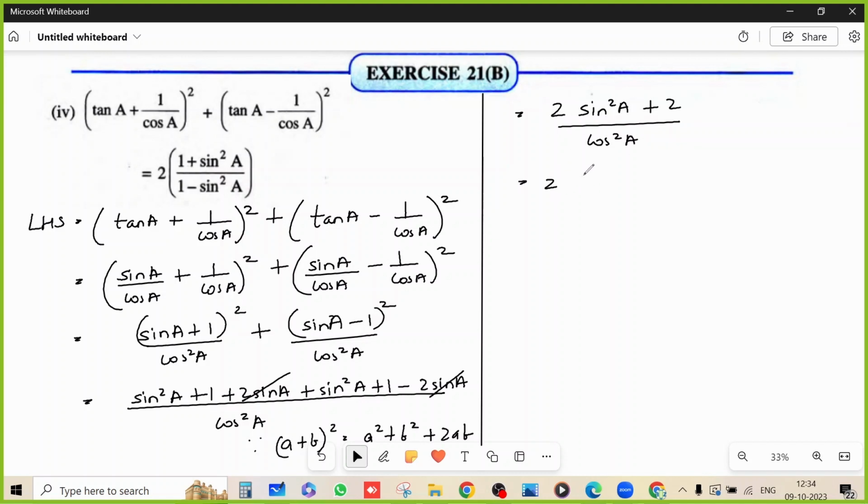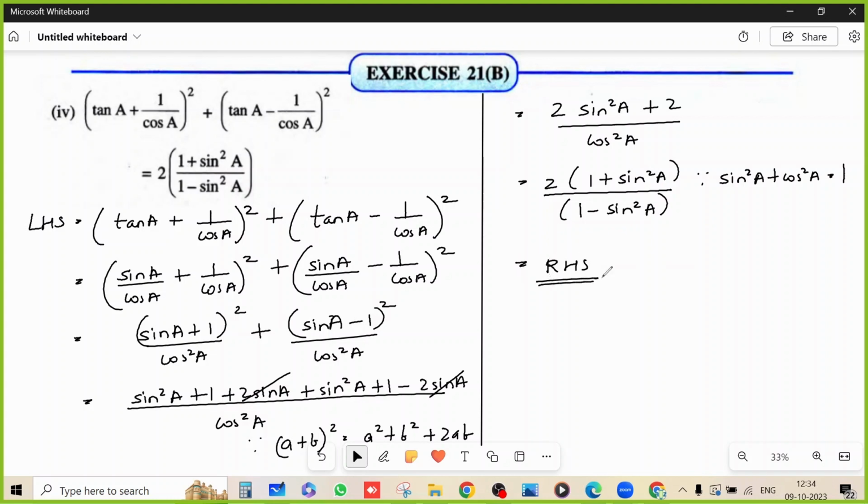We can take 2 common. This will become 1 plus sin square A, and the denominator cos square A can be written in the form of sin square A as 1 minus sin square A, since according to the trigonometric identity sin square A plus cos square A is equal to 1. Therefore, sin square A is equal to 1 minus cos square A, and cos square A is equal to 1 minus sin square A, which we have used over here. And this is equal to the RHS, and hence we have proved that the left hand side is equal to the right hand side.